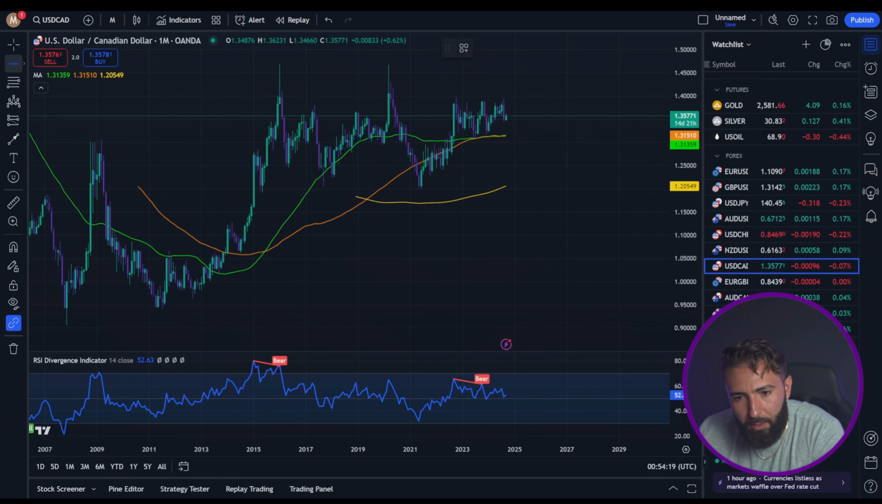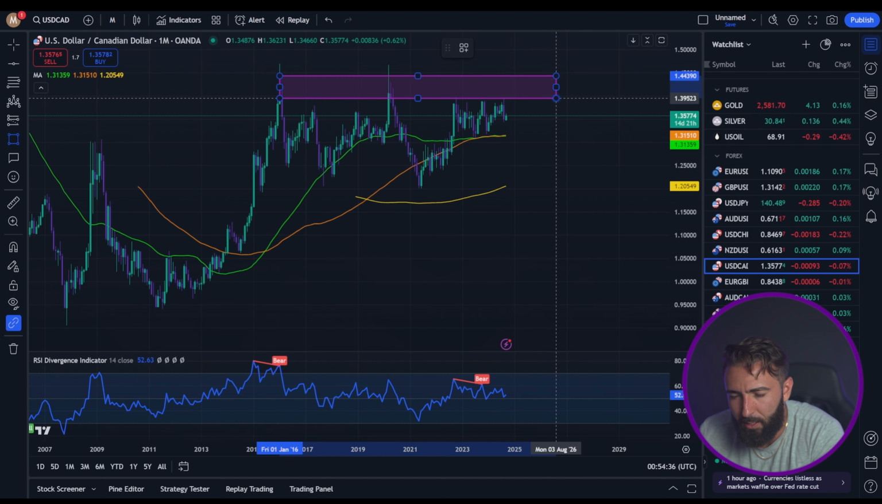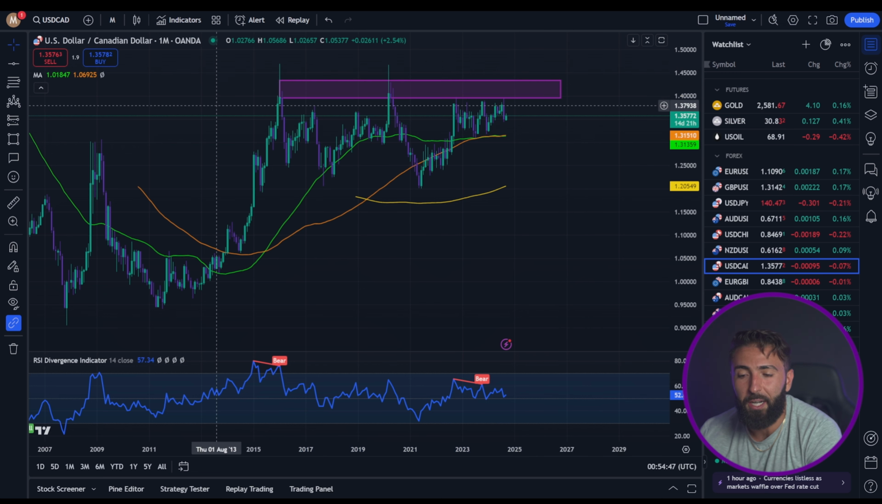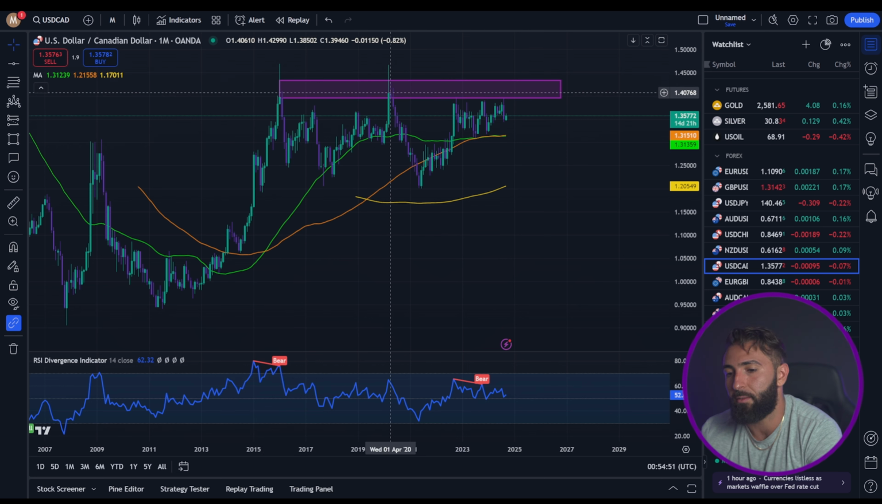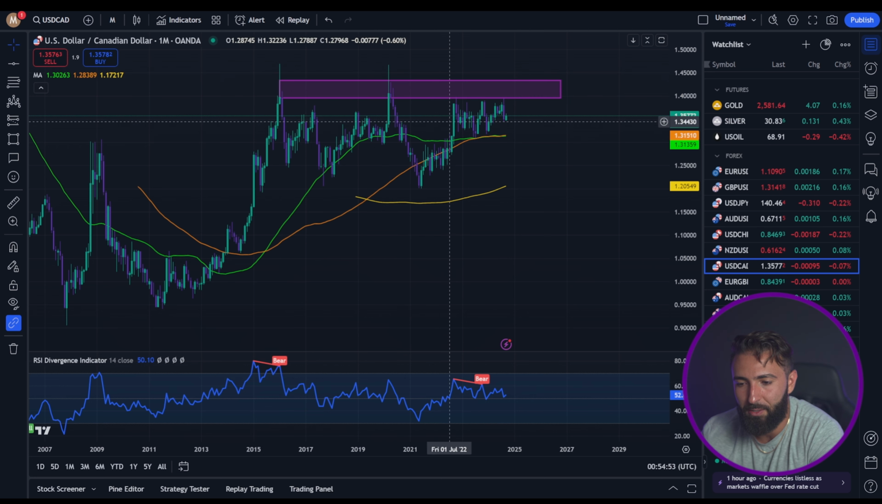What is this? We got USD CAD. We're at a clear level of resistance, and it is looking to try and crack that ceiling. I'll also just go ahead and grab this rectangle and plot this across the top. You can see every time we come up into this region, we're getting some heavy rejection. That is a clear area of resistance.